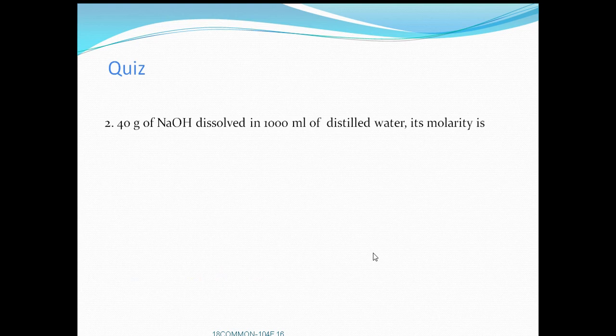Second question: 40 grams of NaOH dissolved in 1000 ml of distilled water. Its molarity is... simply, how will you calculate? By using the molarity formula, right? Molarity formula: M equal to W by GMW into 1000 by V. The given weight is 40 grams, right? NaOH gram molecular weight is 40, and volume is 1000 ml. So we can write capital M equal to weight 40 by gram molecular weight 40 into 1000 by 1000.